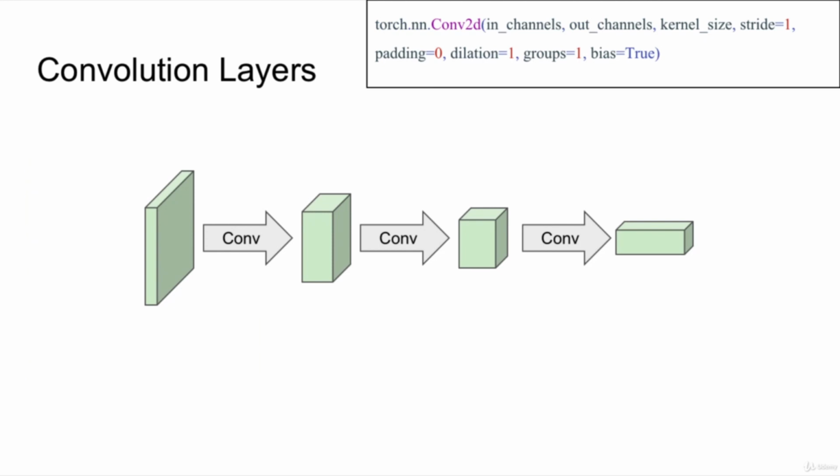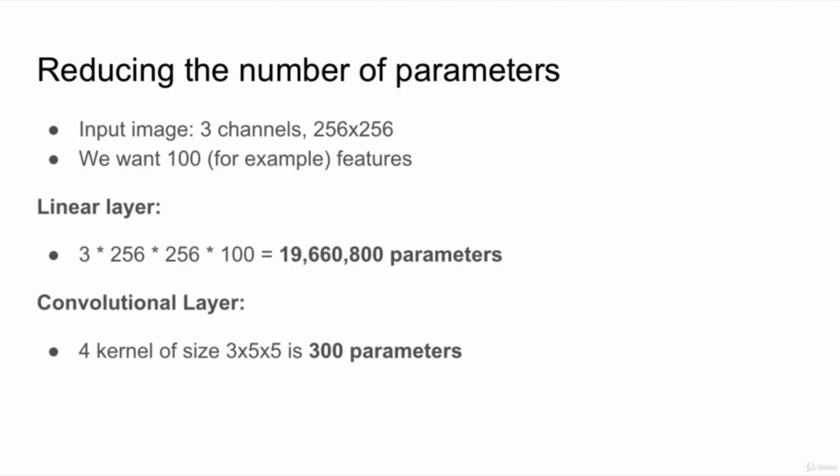Convolution is an operation which can be represented as a layer in a neural network. That is why you can combine several convolutional layers into one neural network. Let me demonstrate the main advantage of convolutions against linear layers. Assume we have an input image with 3 channels of size 256 by 256. We want to obtain 100 output features after the first layer. Then, using a linear layer, we will obtain 19 million parameters. At the same time, 100 convolutional kernels will have only 300 parameters. Now you see the difference. In the next video we will go deeper into convolutions.